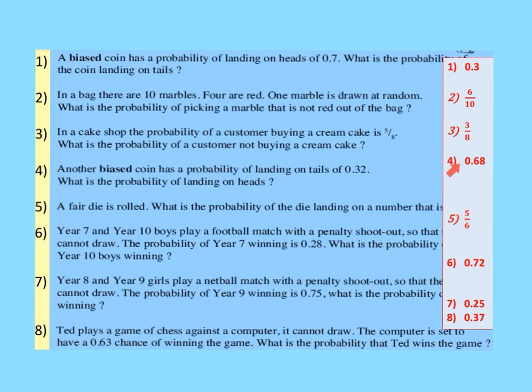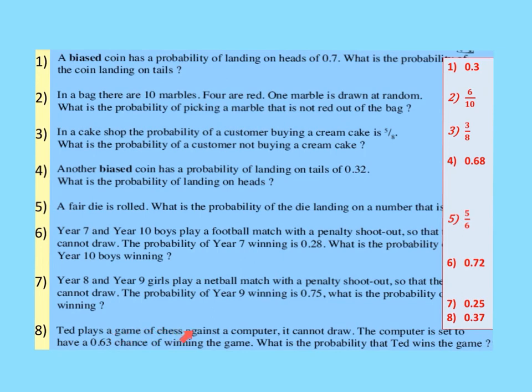Number 4, 1 minus 0.32, 0.68. The die one, you roll the die, well there's 5 numbers that aren't 6, so it's 5 out of 6. Number 6, probability of year 7 winning was 0.28. 1 minus 0.28 gives you 0.72. Probability of year 9 winning in question 7 was 0.75. 1 minus that, 0.25.